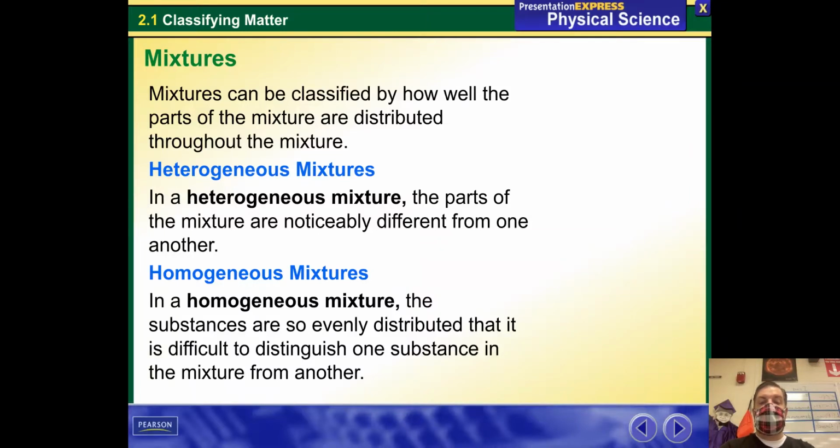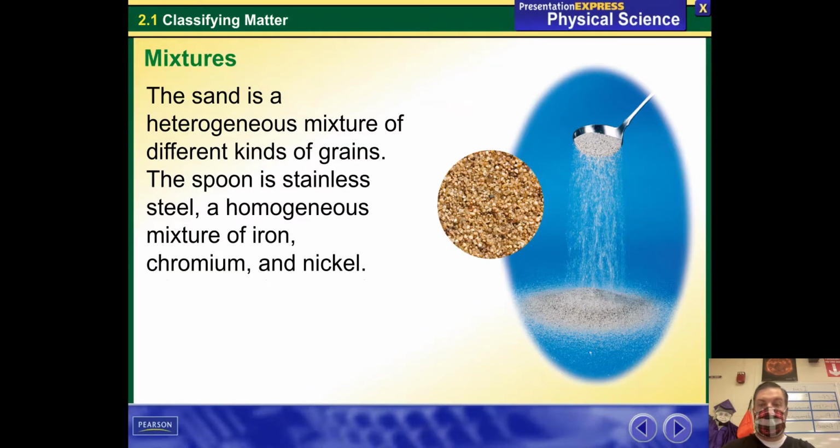That it is difficult to distinguish one substance in the mixture from the other. So if I take water and I pour salt in it, the salt actually breaks down into the salt molecules, the sodium chloride, and they place themselves in between the water molecules. So the salt dissolves. That's a homogeneous mixture. When it's done, it kind of looks like just water, right?